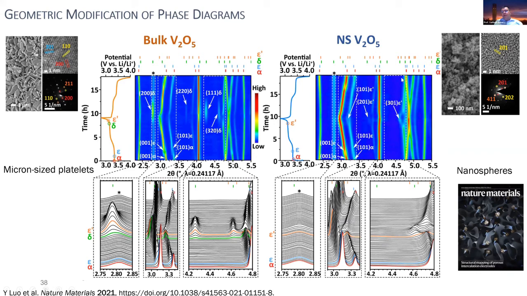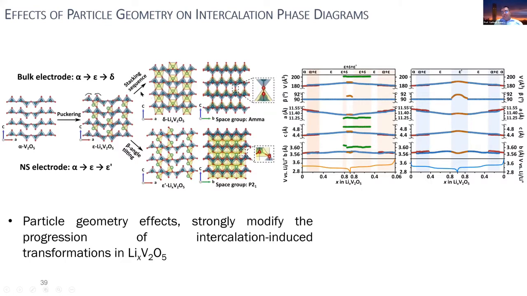So really by going to smaller dimensions, you fundamentally change the intercalation phase diagram. So a bulk electrode goes through this series of transformations, which eventually become irreversible. In a nanostructured electrode, you instead take a different path. You stabilize this highly lithiated epsilon prime structure instead of stabilizing phase boundaries, and then you can go ahead and stabilize the more lithiated structure.